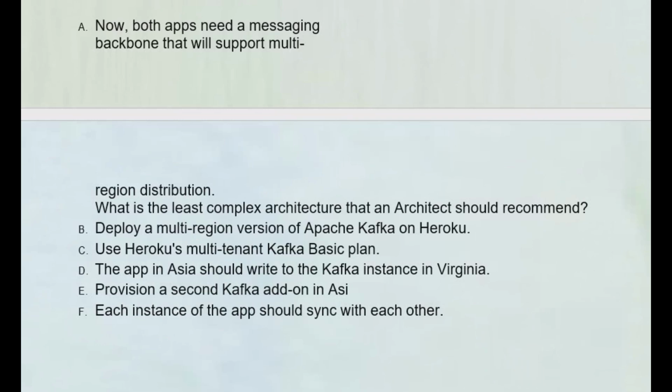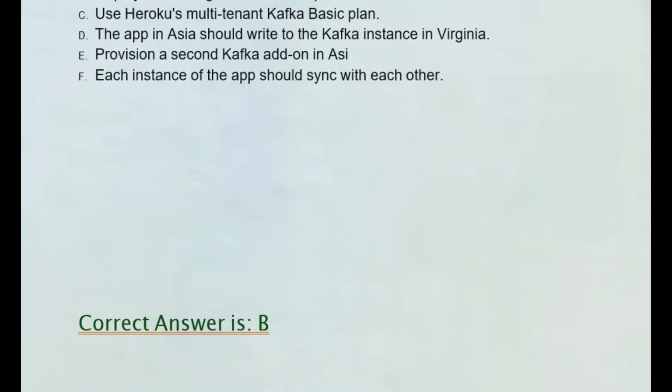Option B: deploy a multi-region version of Apache Kafka on Heroku. Option C: use Heroku's multi-tenant Kafka basic plan. Option D: the app in Asia should write to the Kafka instance in Virginia. Option E: provision a second Kafka add-on in ASI. Option F: each instance of the app should sync with each other. Correct answer is option B.